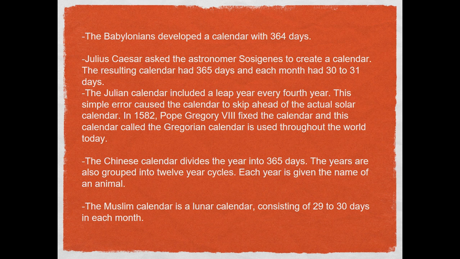realized that there was a mistake on Julius Caesar, who was the emperor of the Romans at the time. Well, not in 1582. But his calendar had a mistake, and Pope Gregory VIII fixed the calendar, and the calendar that he made is now called the Gregorian calendar, and that is basically the calendar that we use at school today. There's also a Chinese calendar, there's the Islamic or Muslim calendar, there was a Mayan calendar.